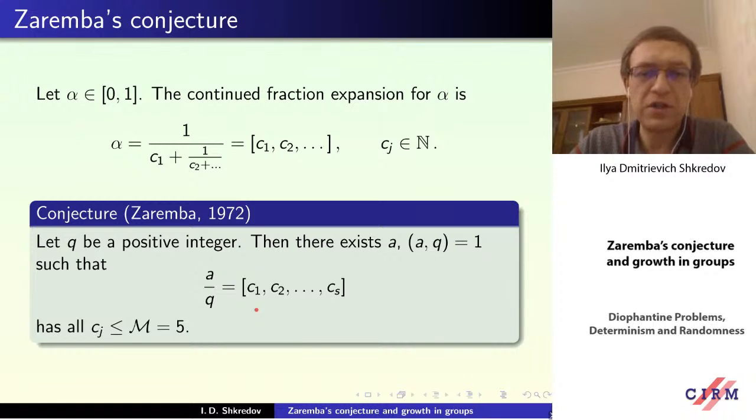Zaremba conjectured that this constant equals 5. So one more time, for any fixed q, for any fixed denominator, we want to find a numerator a such that a over q has all partial quotients bounded by some constant.